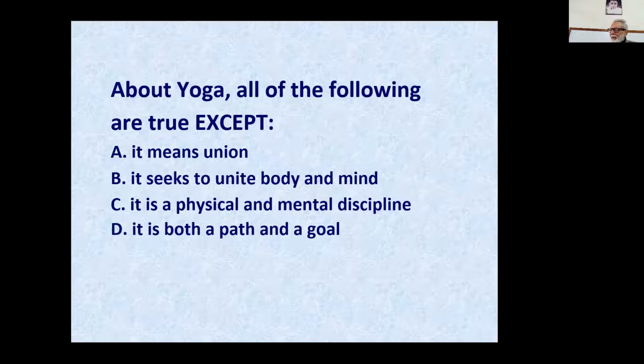Let's see the other two to make sure. It's a physical and mental discipline. Yes, it is. It does involve both. It is both a path and a goal. Yes, that's also true. It's by walking the path of yoga that we reach the goal of yoga, that is union with the divine. So the correct answer seems to be B. So about yoga, all of the following are true except it seeks to unite body and mind.